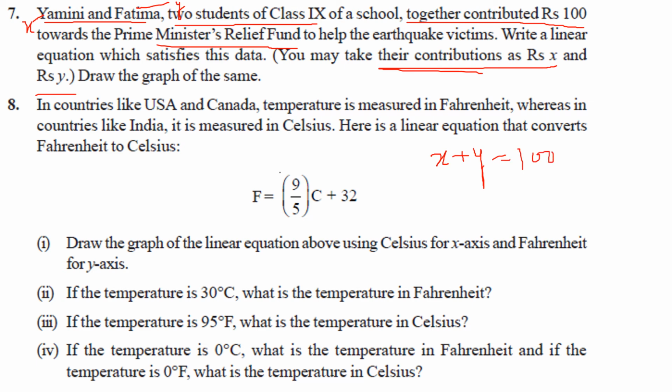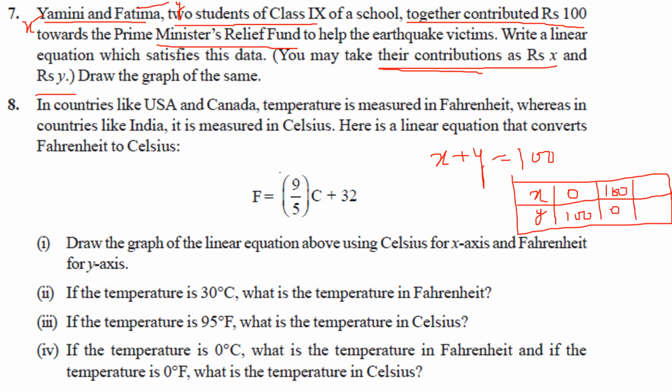Now you want to form the table. Very simple. Take a box like this. Okay, x, y. If you take x as 0, you get 100 as y. If you take y as 0, x is 100. Suppose you take 50, this becomes 50.